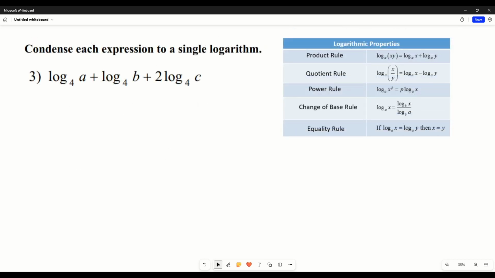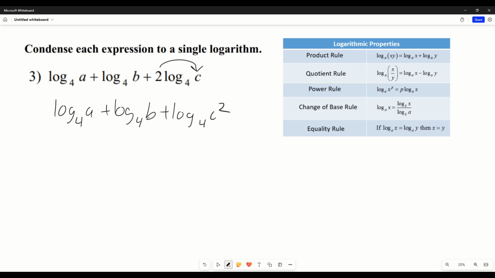For this next question, we have log base 4 of a plus log base 4 of b plus 2 times log base 4 of c. So pretty much the same as question 2. So let's just bring this to using the power rule and put it where C is. So log base 4 of A plus log base 4 of B plus log base 4 of C squared.